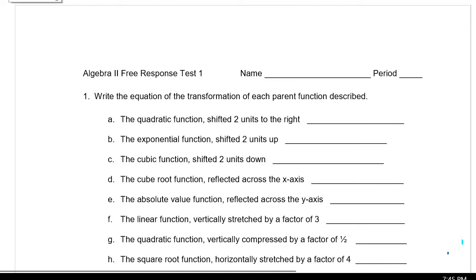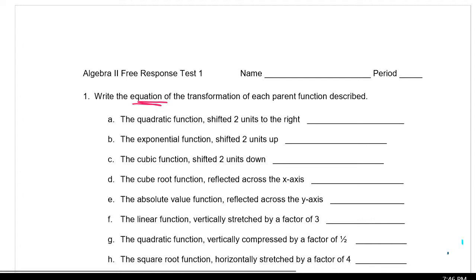In this video, I just wanted to review with you all most of the items that will be on the test tomorrow, just to clarify. Some of you might be wondering, how do I do this, how do I do that? Okay, here it is. So the first part is asking you to write the equation for each transformation of the parent function.